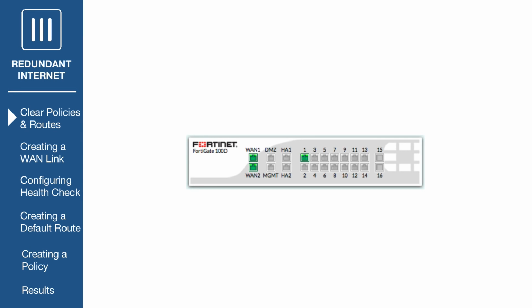You will not be able to add an interface to the WAN link interface if it's already in use in the FortiGate's configuration. To create the link, you must delete any security policies or routes that refer to the interfaces that are members of the WAN link.